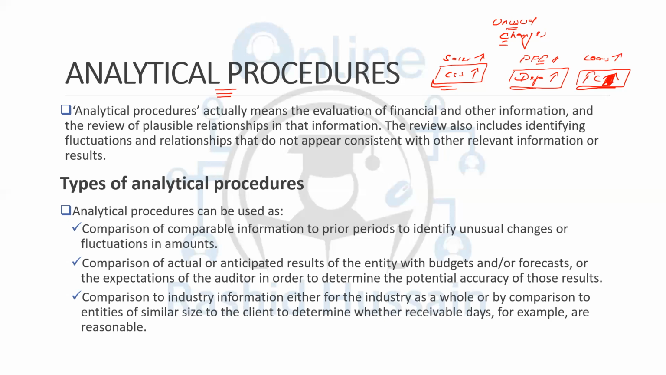So analytical procedures are in the form of comparisons, in the form of trends, in the form of ratios. For example, comparing this year's depreciation with the previous year, comparing receivable days with the previous year's receivable days, comparing this entity's receivable days with another entity in this market, and calculating ratios and trends. All of these are examples of analytical procedures.